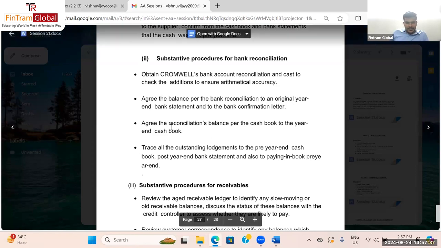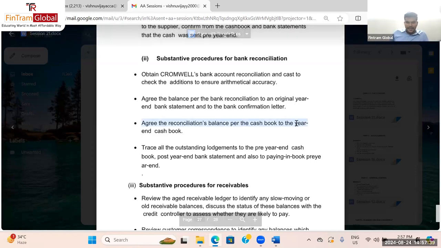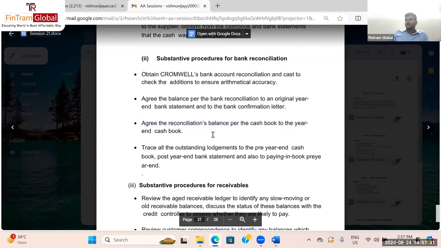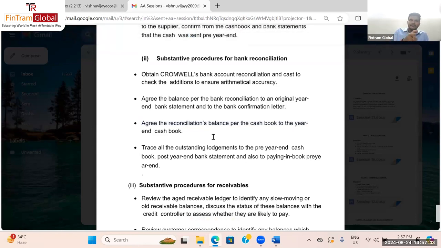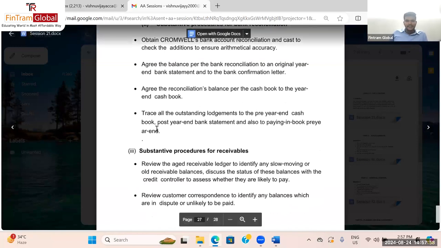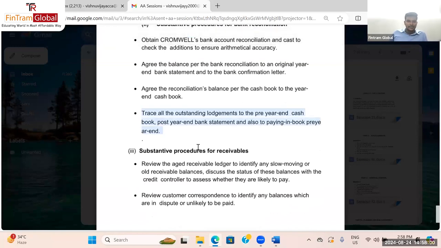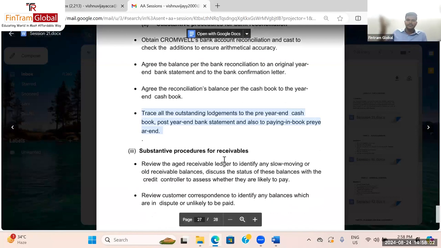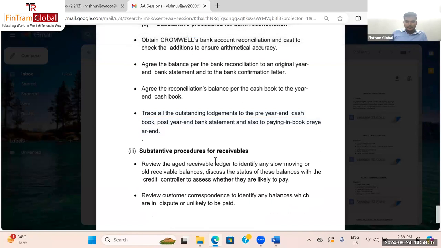And then agree the reconciliation balance as per cash book to the year-end cash book. So what am I doing here? I'm agreeing the balance as per bank statement and the balance as per cash book within the reconciliation to the actual records. And finally, trace all the outstanding lodgements to the pre-year-end cash book. I guess this is something that you would have read when you went through the substantive procedures. What are outstanding lodgements? Any idea?